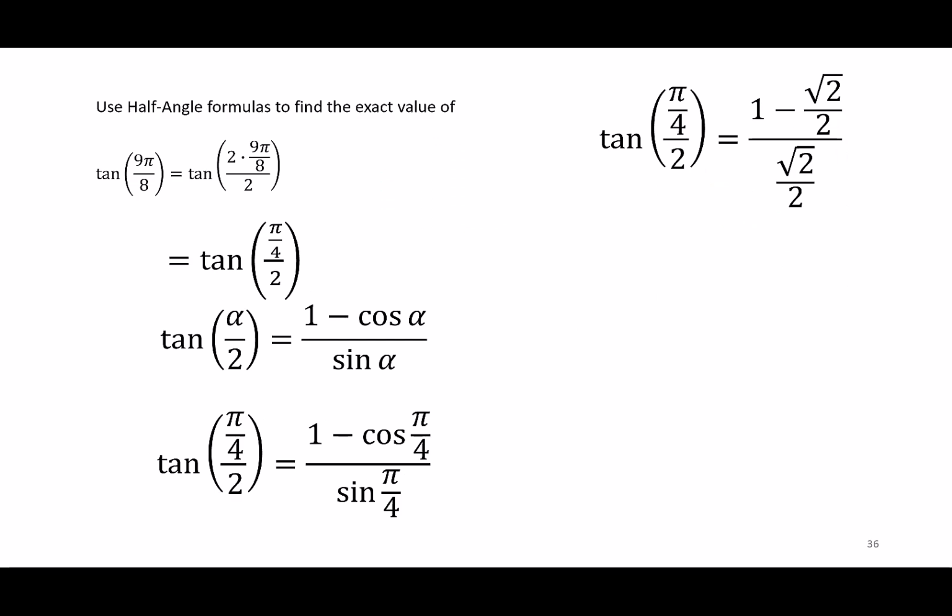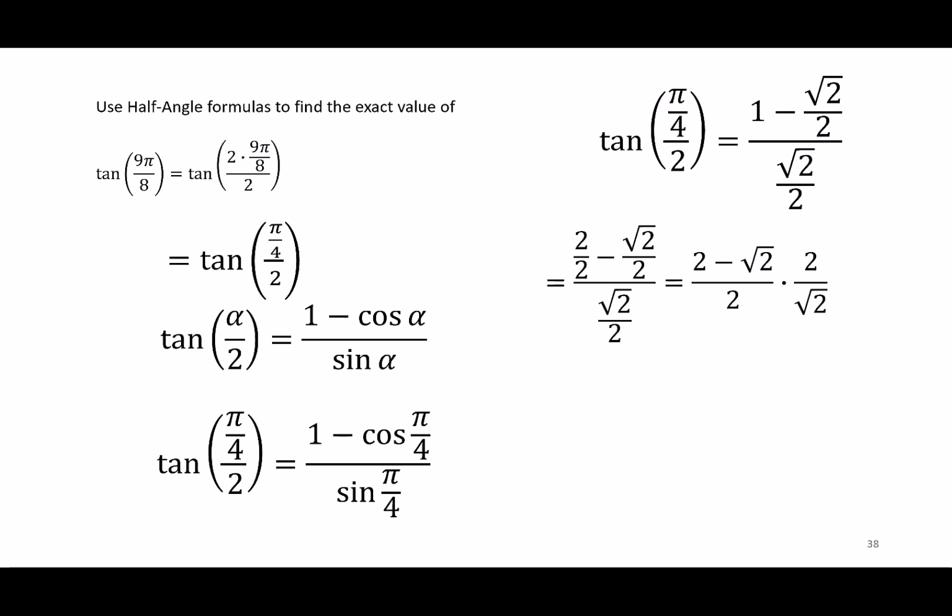Just like in our previous problem, we want to rationalize the denominator and get rid of the complex fraction. I'll start with the 1 in the numerator and write that as 2 over 2. Then I can combine the numerator to get 2 minus the square root of 2 over 2. And I'm going to flip the denominator to become 2 over the square root of 2. I can cancel the 2's and rewrite my fraction as 2 minus the square root of 2 over the square root of 2.